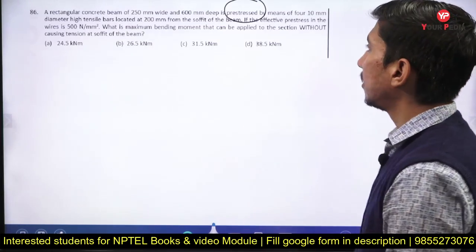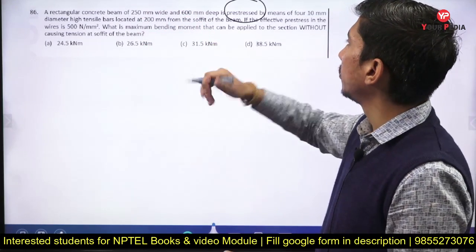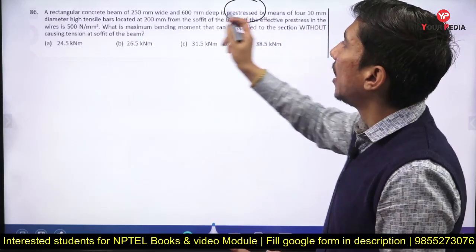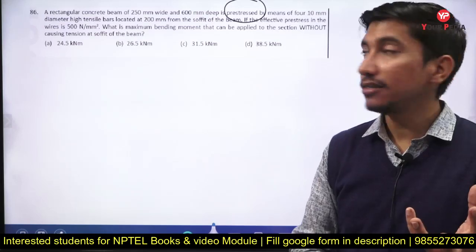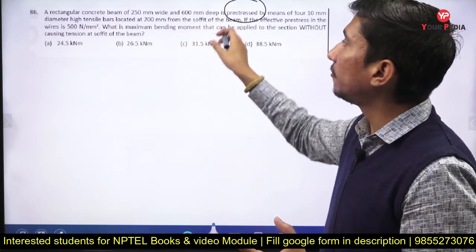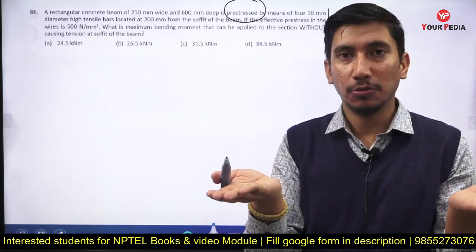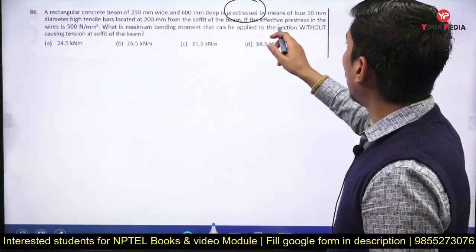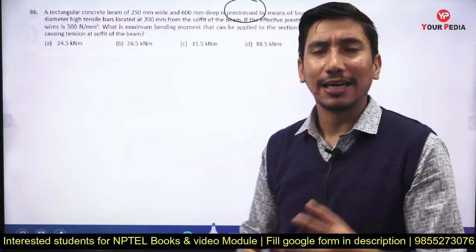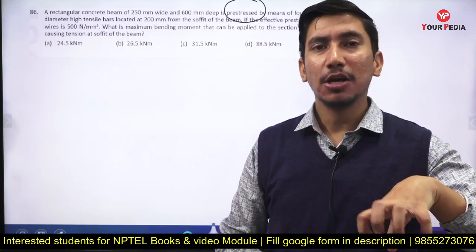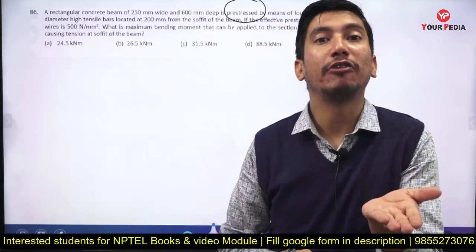So the question is, we have been given a rectangular beam of these dimensions, which is pre-stressed by means of 4 high tensile bars, which are located 200 millimeter from the soffit of the beam. Now what is the soffit of the beam? It is actually the base of the beam, on which the beam rests. Now effective pre-stress has been given to us. We have been asked what is the maximum bending moment that can be applied over this beam without causing any tension at the soffit of the beam.